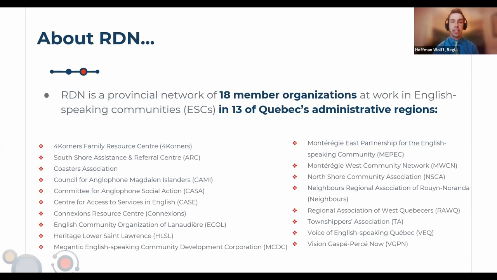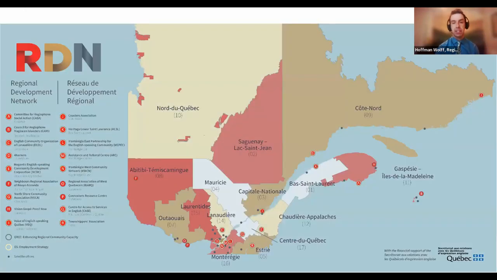So RDN, like I mentioned, we're a provincial network of 18 organizations in Quebec's English-speaking communities in 13 different regions. Principally, you're all off the islands of Montreal and Laval. That's our mandate for where our regional organizations are. However, CNET does work on the islands. So we're a province-wide organization. Next. You can see there's the map. The red dots are where the headquarters of our different members are. The black dots are where their satellite offices are located.